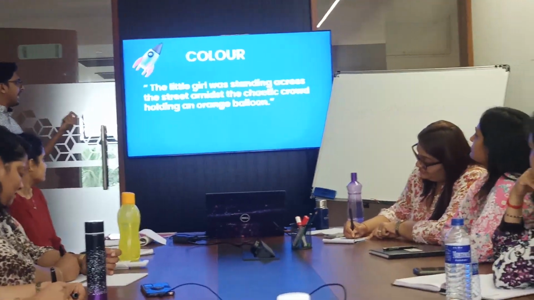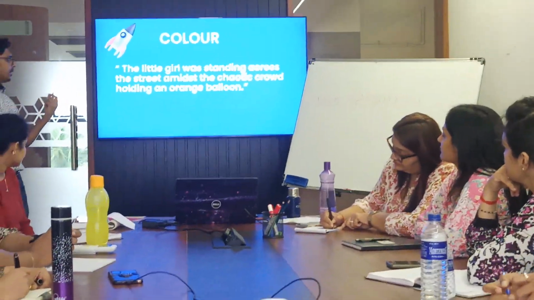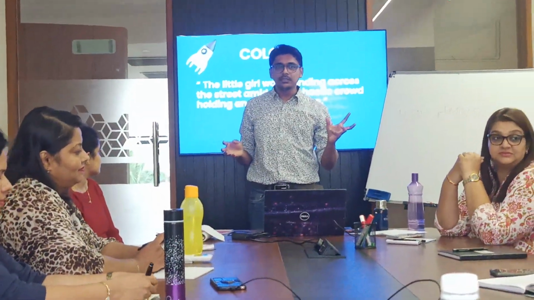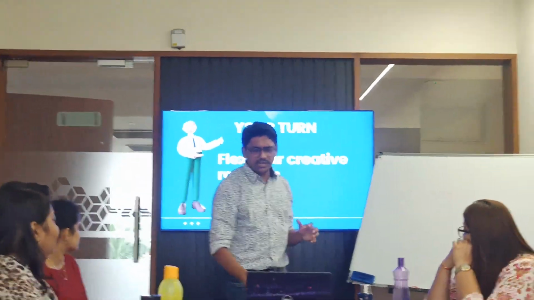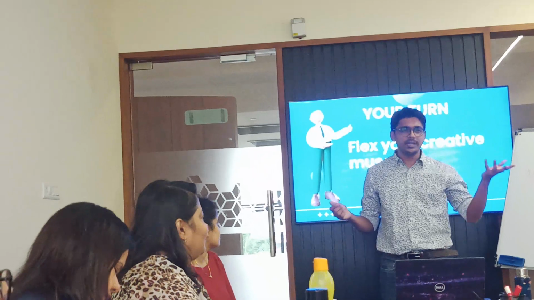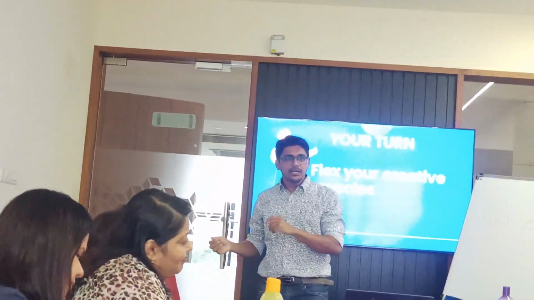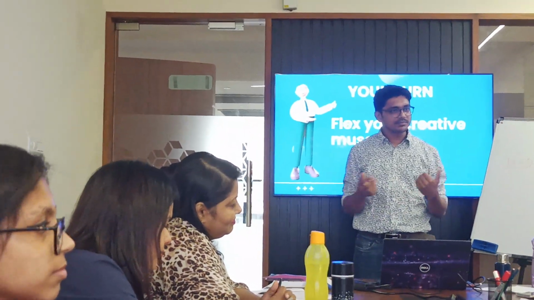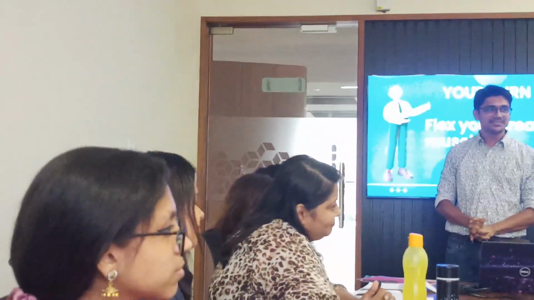The little girl was standing across the street amidst the chaotic crowd, holding an orange balloon. A specific color draws attention towards a specific detail. Okay, now let's flex your creative muscles. Form a sentence which has a color. For example, I was walking across the street, a red strawberry grabbed my attention. I was sitting at the table, that purple bottle grabbed my attention.